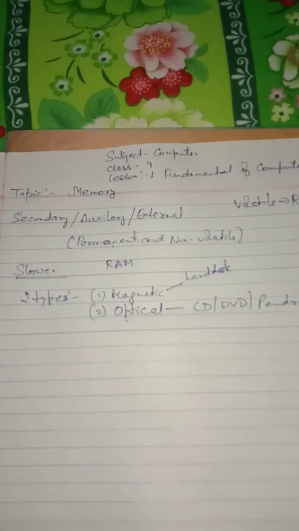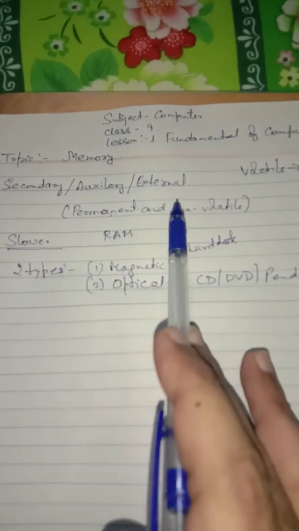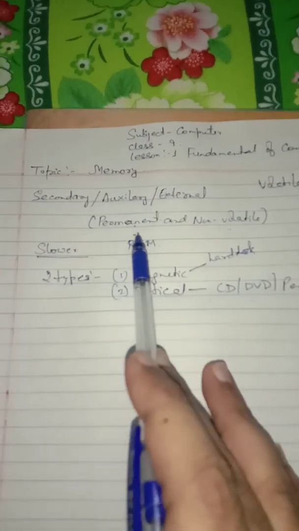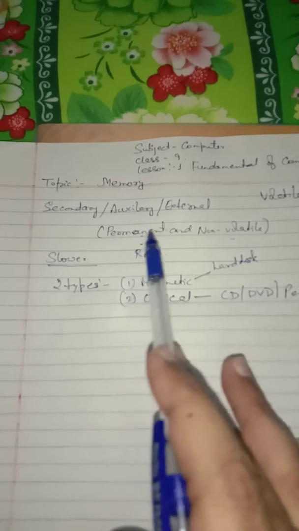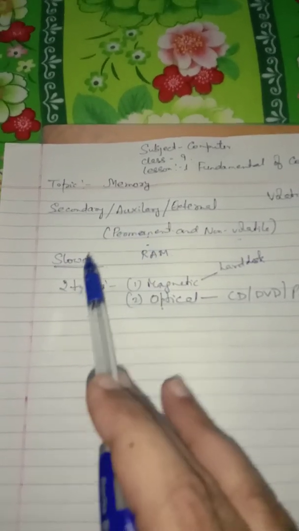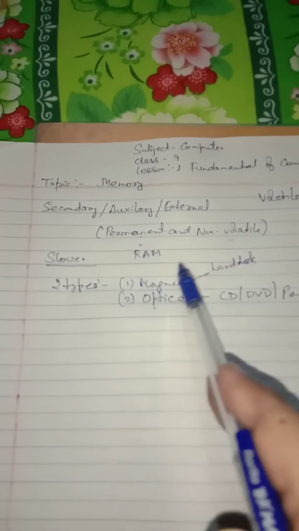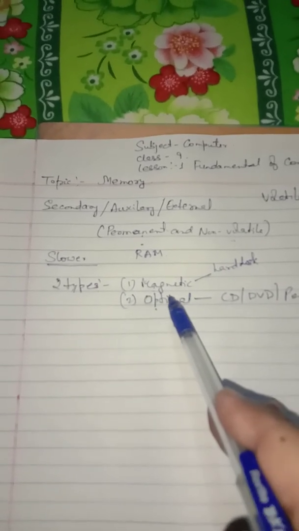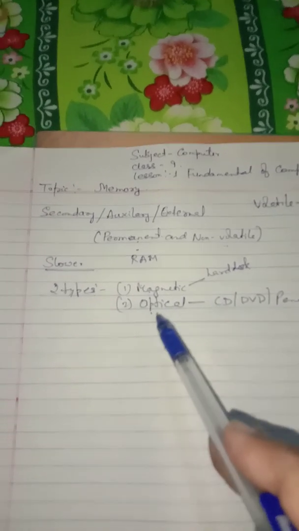and so on. So the secondary memory, or the auxiliary memory, or the external memory is a permanent and non-volatile memory. It continues to store the data or instruction in it even if the power is turned off. It is slower than the main memory. The secondary memory is of two types: number one, magnetic memory, and number two, optical. The hard disk comes under the magnetic, and the CD, DVD, pen drive come under the optical.